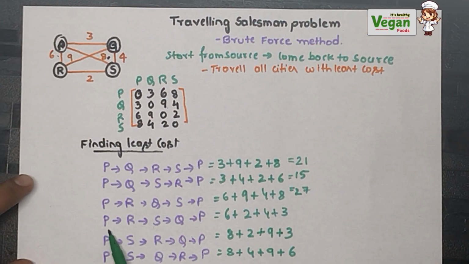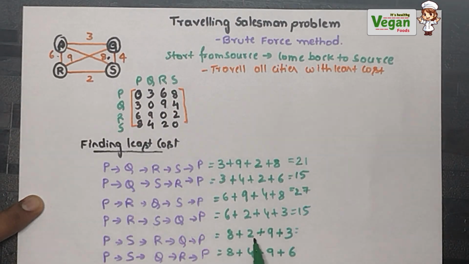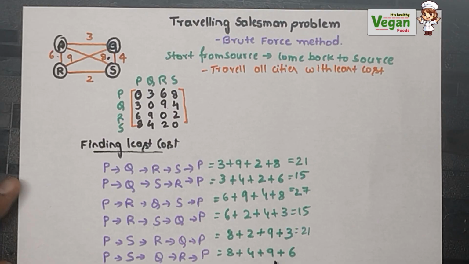Next, 6 plus 9 is 15, 15 plus 4 is 19, 19 plus 8 is 27. Next, 6 plus 2 is 8, 8 plus 4 is 12, 12 plus 3 is 15. Next, 8 plus 2 is 10, 10 plus 9 is 19, 19 plus 3 is 22. Next, 8 plus 4 is 12, 12 plus 9 is 21, 21 plus 6 is 27.